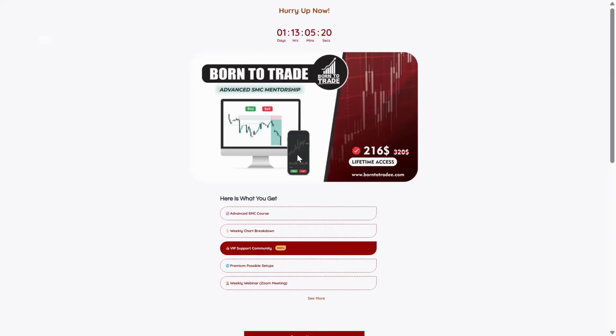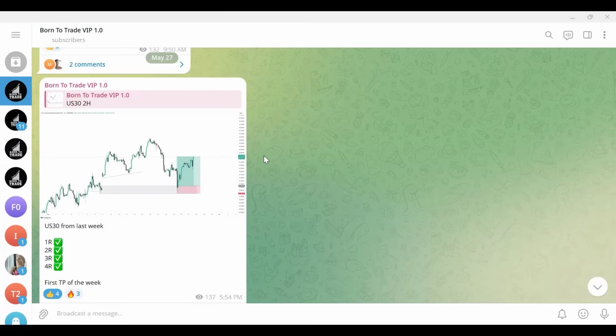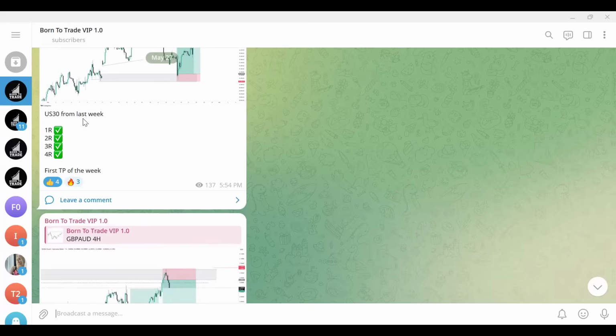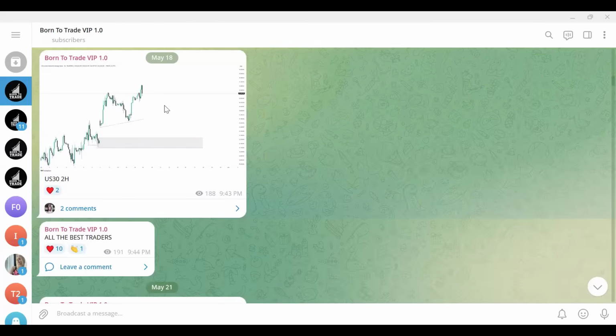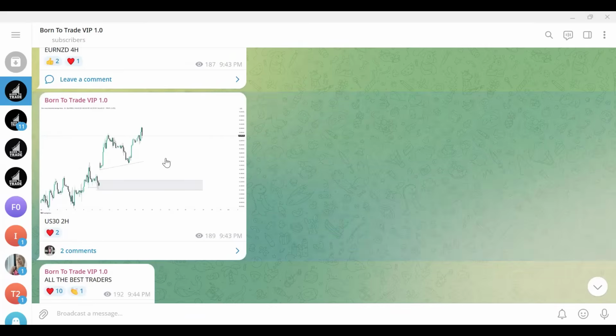Let's go back to the lesson. So the second one is going to be the US 30 setup. You see, first TP of the week. And the setup was, I think, from last week. Let me show you when it was shared. This is the very trade opportunity when it was shared. Let's see it on the price chart quickly.